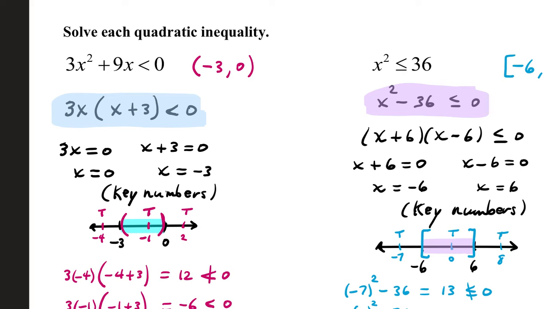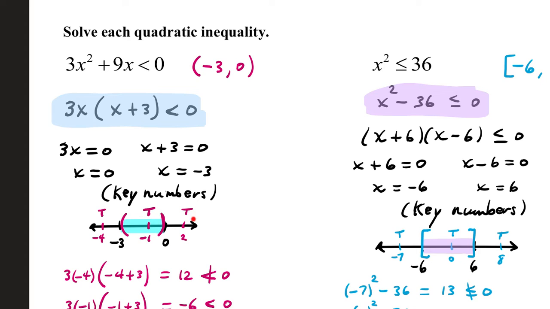We pick a test number inside between the key numbers, negative 1. Substitute that into your highlighted statement. We got a value of negative 6, which is less than 0. That gave us a true statement, so we're going to keep all the numbers between the key numbers. So everything from negative 3 to 0 is part of your solution set.